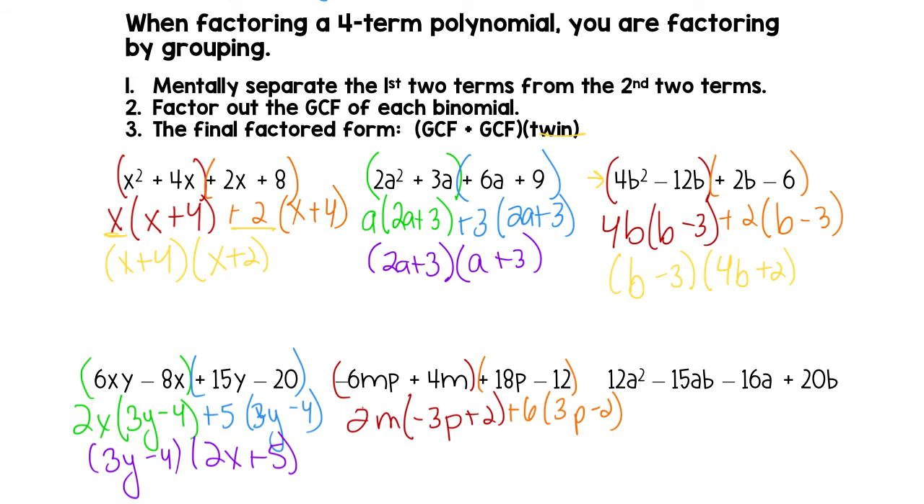What I do to remedy this is factor a negative out of one of my parentheses. I'm going to choose to factor it out of the first one. So I'm going to take this negative and treat it like a negative 1. That makes my first term negative 2m. And that means all the signs in the parentheses change. 3p minus 2. Second parentheses doesn't change at all. And now we have these twins that we need. We write our final factored form, the twin, 3p minus 2, and everything not, negative 2m plus 6.